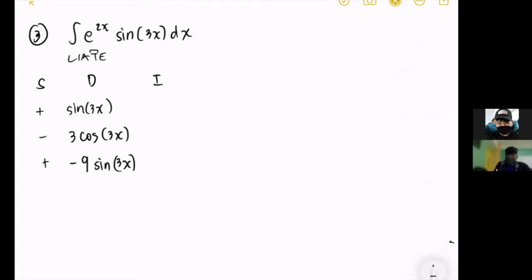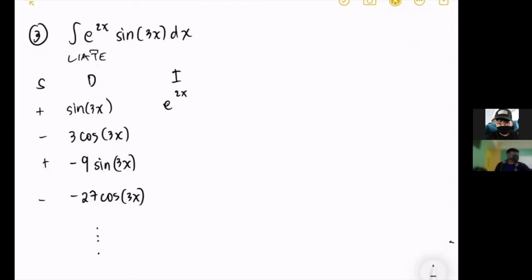And of course, pwede pa natin ito ituloy. Sige, let's try to continue this. This becomes negative 27 cosine of 3x. And so on. Pwede nyo pa naman ituloy yan. But for the meantime, gawin ko muna yung I. So yung I ko dito ay e to the 2x.